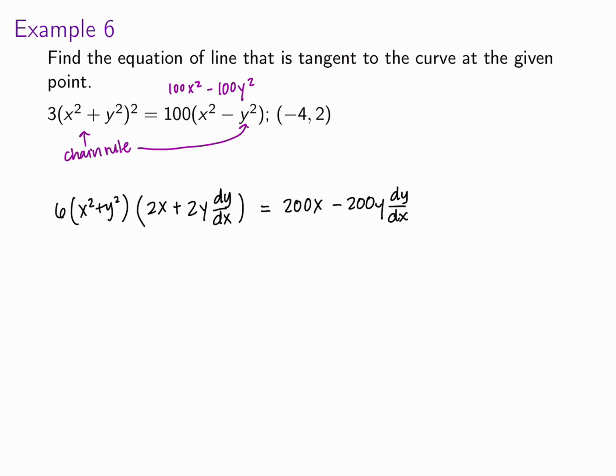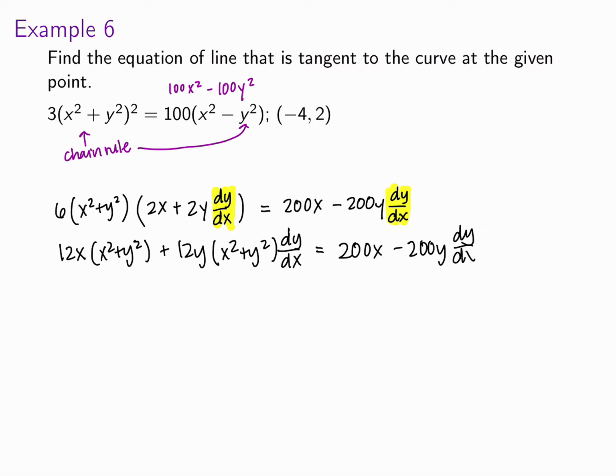Okay. All right, so now we need to do some cleaning up. I see dy/dx here, and notice that is multiplied into that 6 times (x squared plus y squared), so we're going to have to deal with that in a minute. And I see one over on the right-hand side as well. So let's do some multiplying out of these terms. I'm going to take this 6 times (x squared plus y squared) and distribute it to each piece. So what do I get? 12x times (x squared plus y squared) plus 12y times (x squared plus y squared) dy/dx. And then the other side I'm just going to leave just as it was, 200x minus 200y dy/dx.